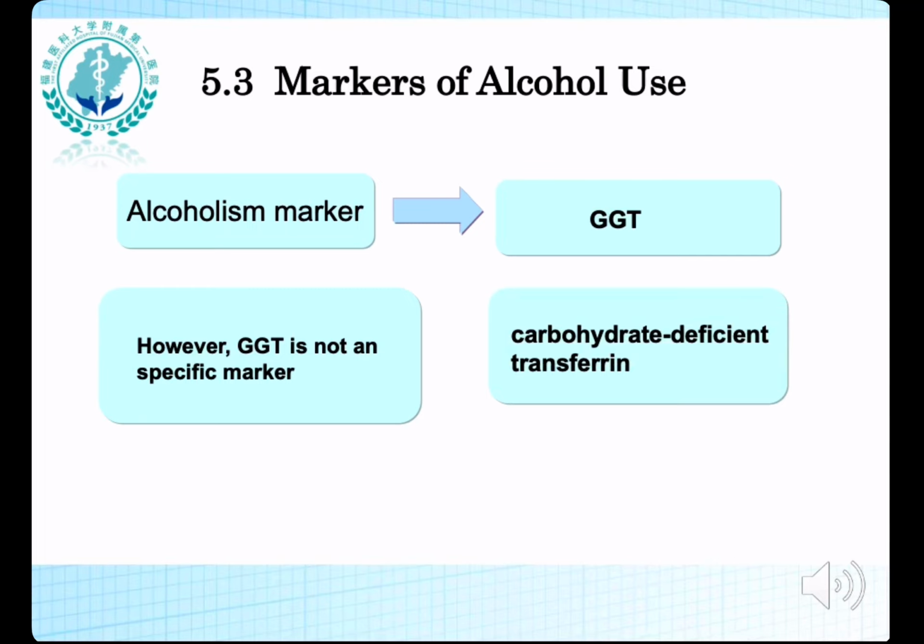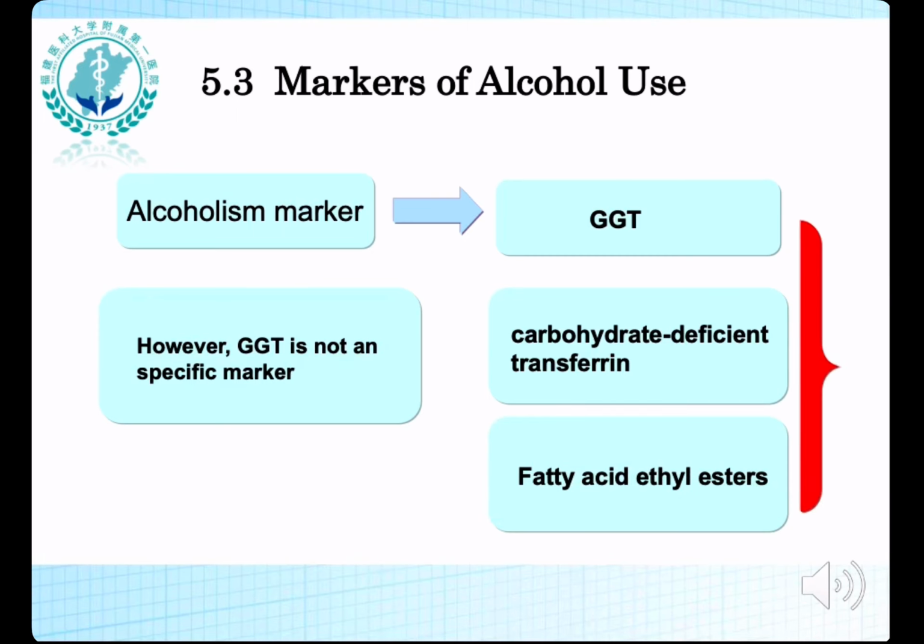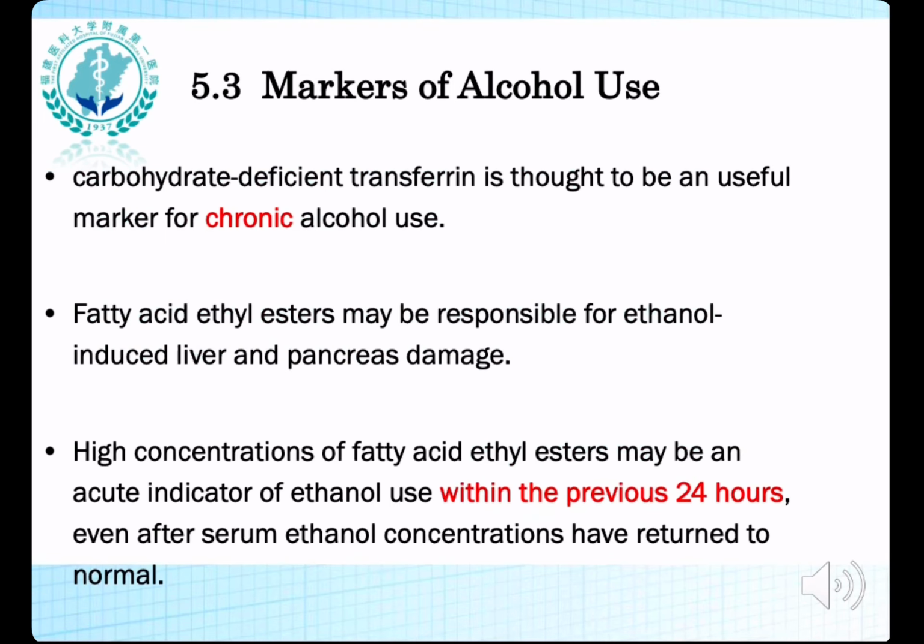So some other markers, such as carbohydrate deficient transferrin and fatty acid ethyl esters, are currently being studied. Carbohydrate deficient transferrin is thought to be a useful marker for chronic alcohol use. Fatty acid ethyl esters may be responsible for ethanol-induced liver and pancreas damage. And high concentrations of fatty acid ethyl esters may be an acute indicator of ethanol use within the previous 24 hours, even after serum ethanol concentrations have returned to normal. So it is very significant, okay?